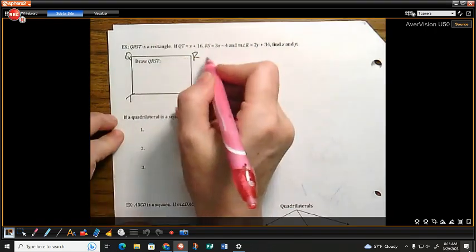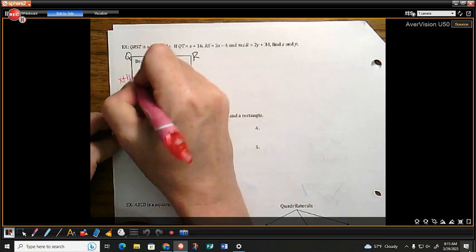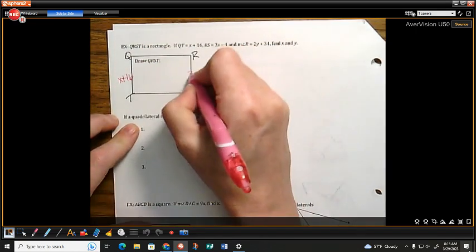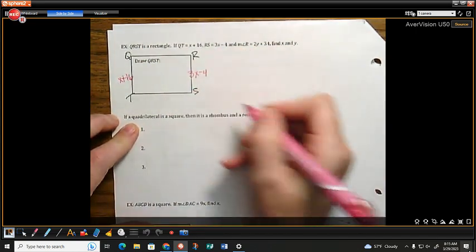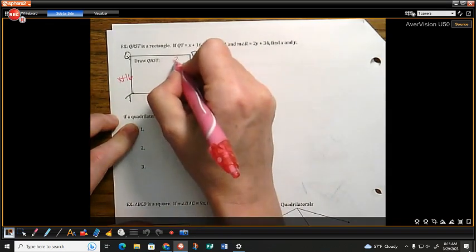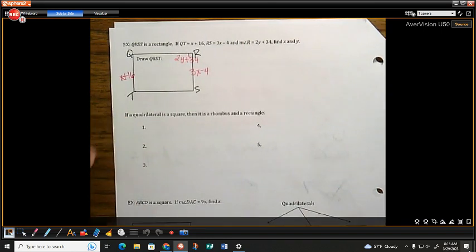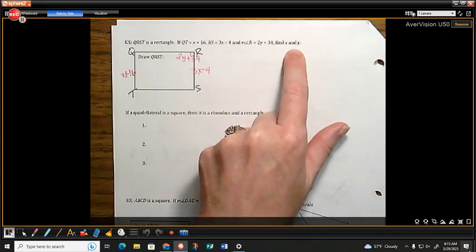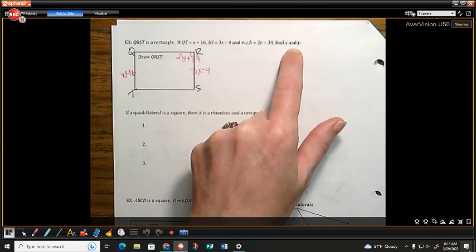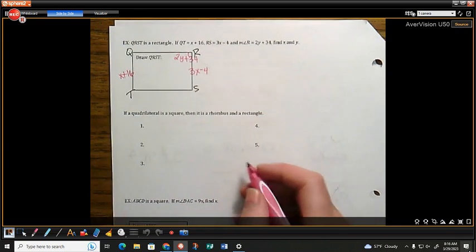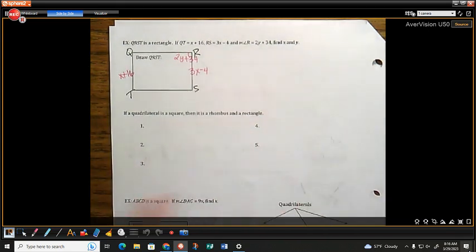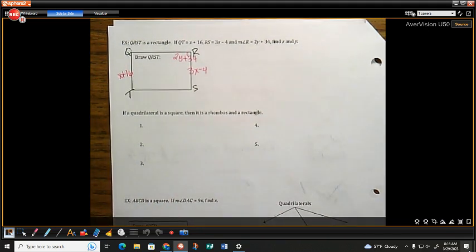It says QR equals x plus 16, and RS equals 3x minus 4. And angle R here is 2y plus 34. Find x and y. There they are. Found them. X marks the spot. Now what? Find what they're actually worth. How? Someone tell me how I can find x, say.